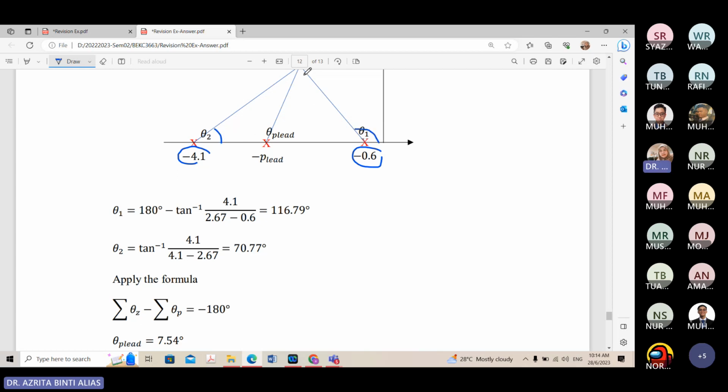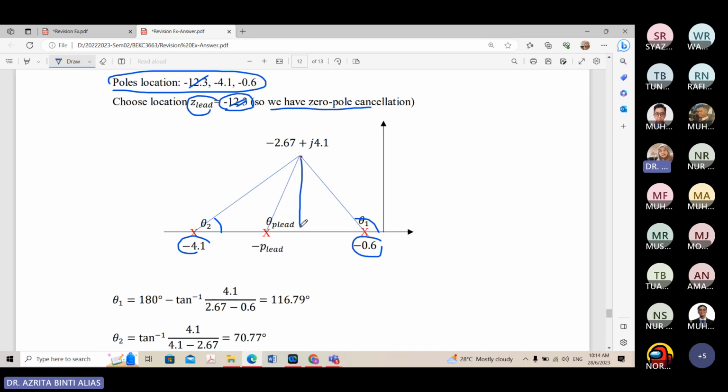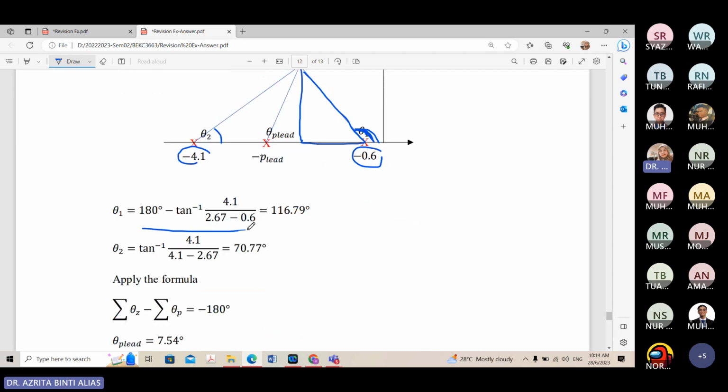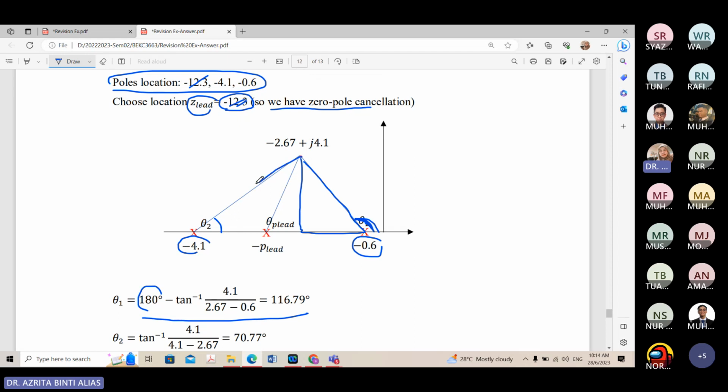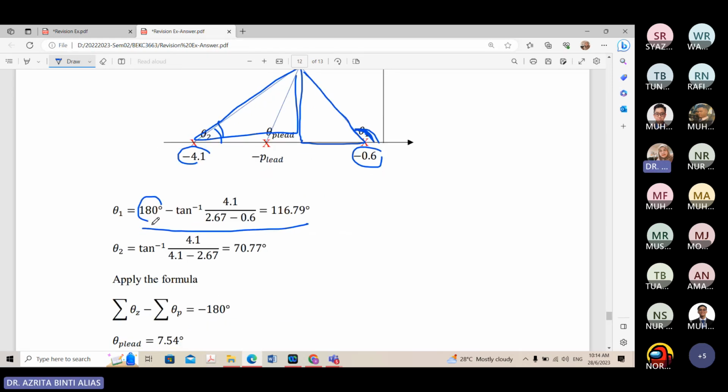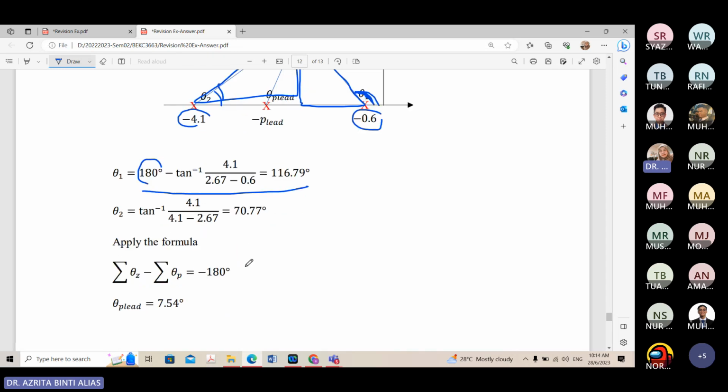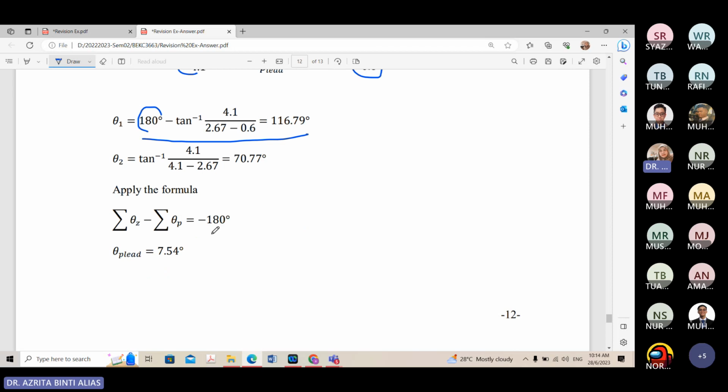Then next we evaluate the theta 1 here and theta 2. So theta 1, when we draw the triangle, theta 1 is at here. So that's why the formula that we need to apply must include the 180 degree. But for the theta 2, the triangle will look like this. So no need to consider the 180 degree. Directly we can obtain the theta 2. And then we apply the formula.